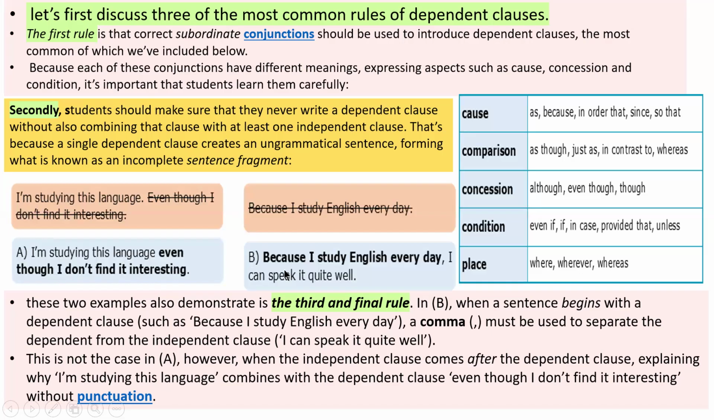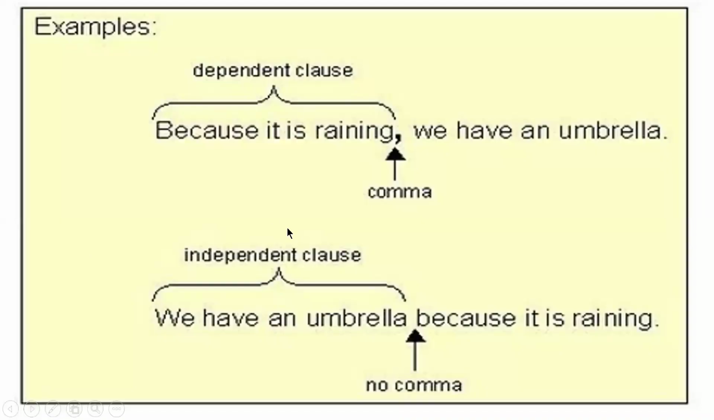Simple rule: when you are using a dependent clause with a subordinating conjunction at the beginning of the sentence, use a comma after completing the dependent clause. If you are using a subordinating conjunction or dependent clause at the end of the sentence, there is no comma. So these are the rules you have to follow while using clauses. The example is given again for comma and no comma.